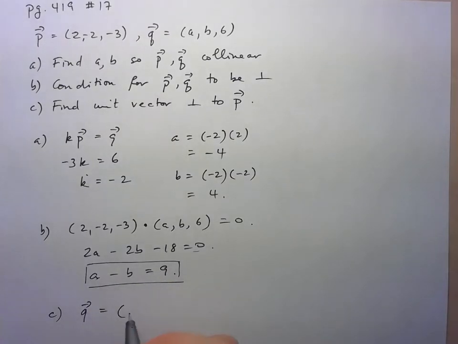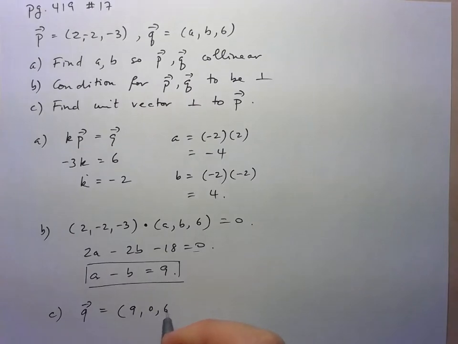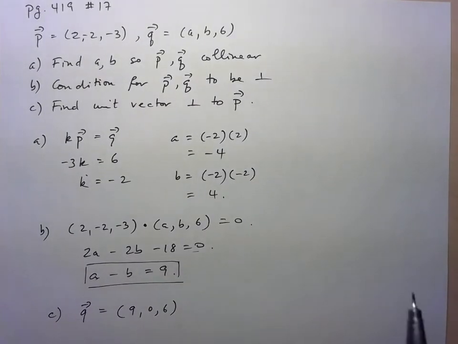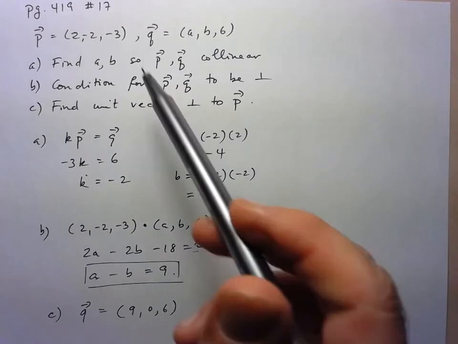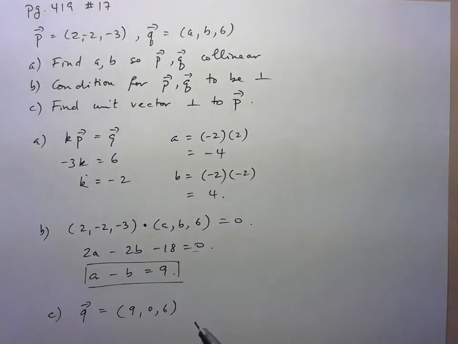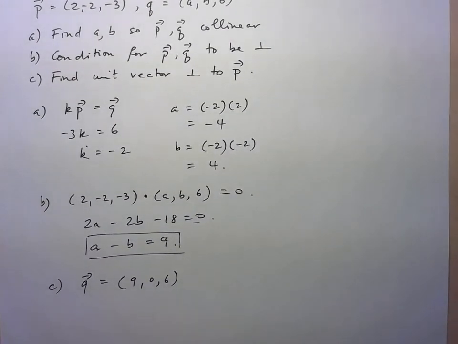So that means my q vector, based on b being equal to 0, is just going to be 9, 0, 6. Now, if you want to check, just to make sure that it is indeed perpendicular to p, let's take the dot product. 9 times 2 is 18. We get 0 there, and there we got minus 18, and 18 minus 18 is 0. So this is a perpendicular vector. Now we want a unit vector that's perpendicular to p. So if we take the vector q and divide by its magnitude, we're going to get a unit vector that's perpendicular to the vector p.